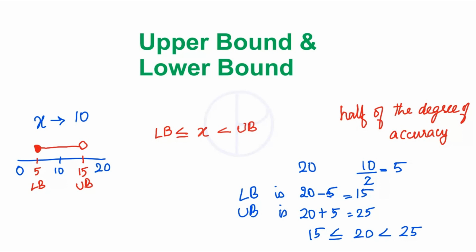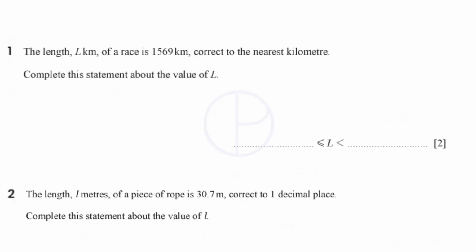Let's solve some upper and lower bound questions. The first question: the length L kilometers of a race is 1569 kilometers, correct to the nearest kilometer. Complete this statement about the value of L.